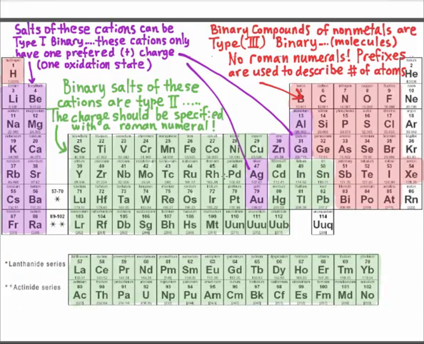If there are only two different types of elements in the compound, called binary compounds, then there are just several choices. We could have two nonmetals, in which case you make a molecule. We could have a first or second family metal and a nonmetal, making a type 1 binary compound, or we could have one of the transition metals and one of the nonmetals to make a type 2 salt, type 2 binary compound.